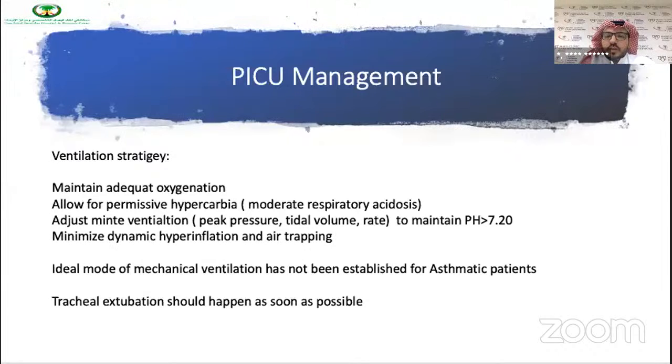Ventilation strategy in those patients: you have to maintain adequate oxygenation, allow permissive hypercapnia with moderate respiratory acidosis, and adjust minute ventilation to maintain the pH more than 7.2. Minimize dynamic hyperinflation and air trapping by reducing the respiratory rate, and also increase the expiratory time.